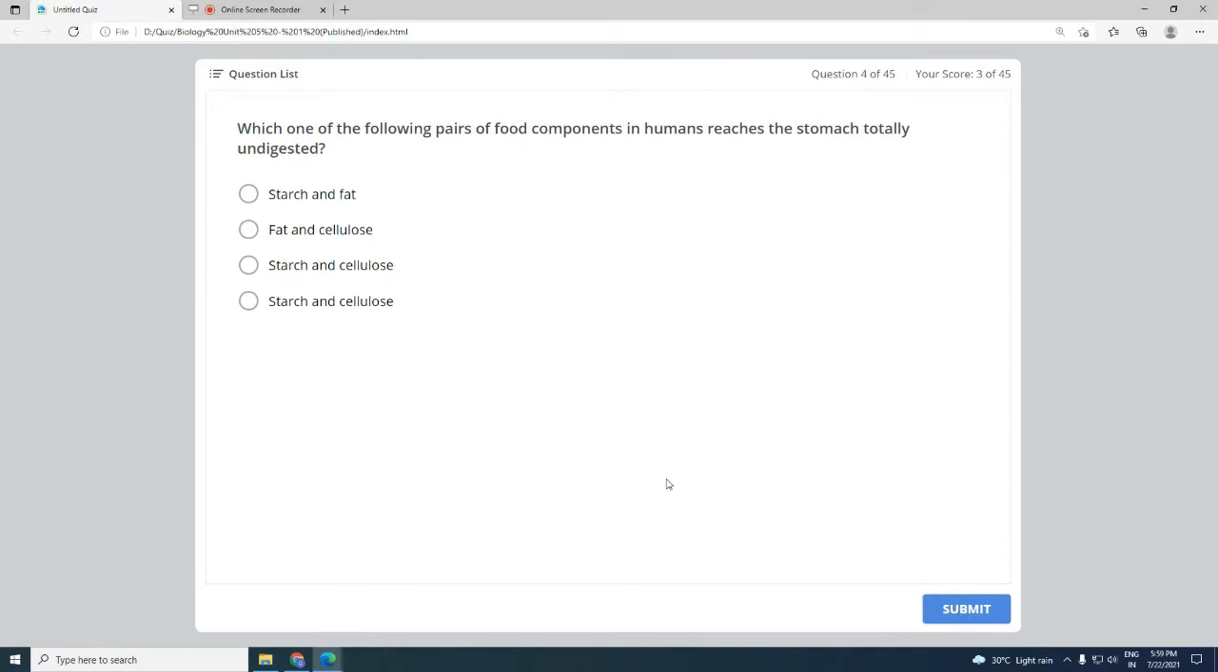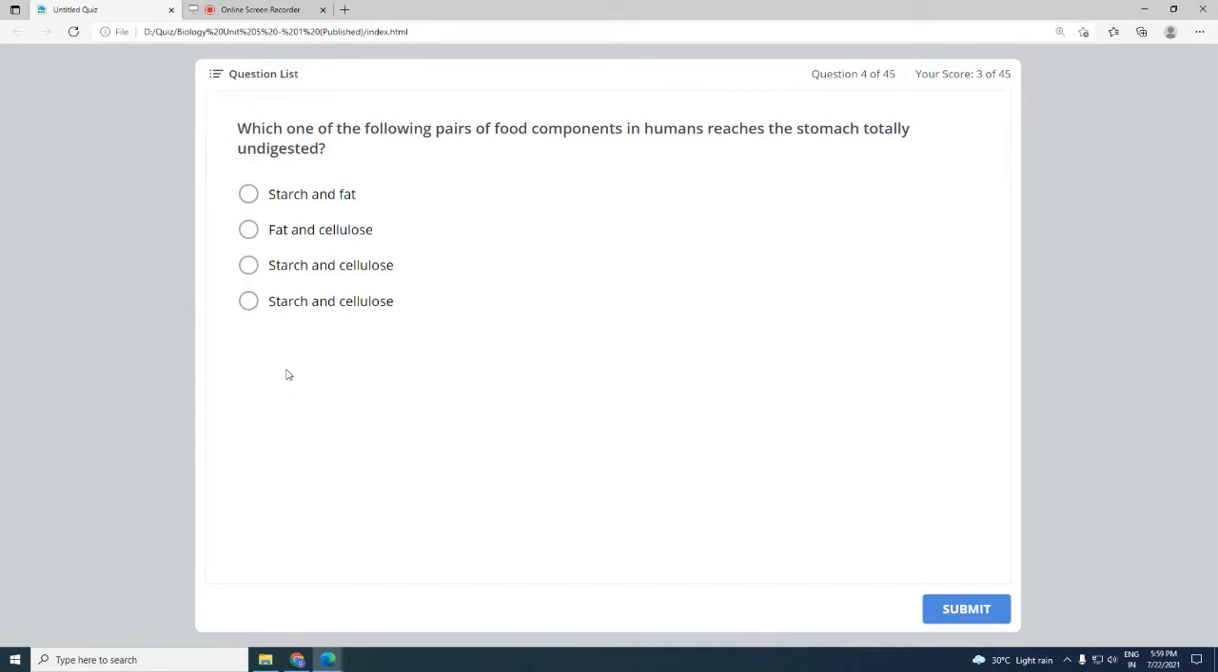The fourth question. Which one of the following pairs of food components in humans reaches the stomach totally undigested? It's a bit tricky question. Starch and fat, fat and cellulose, starch and cellulose.